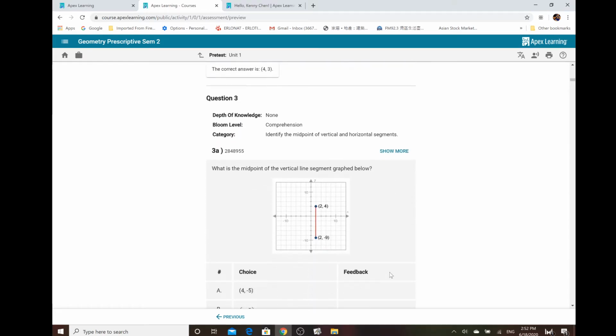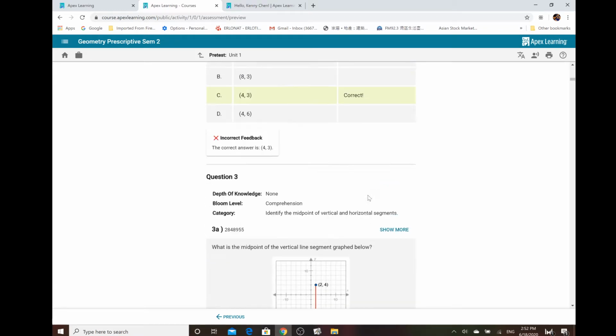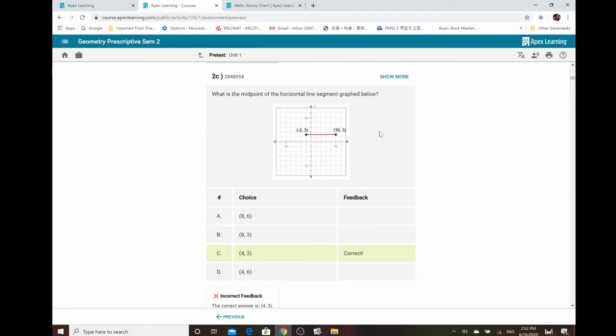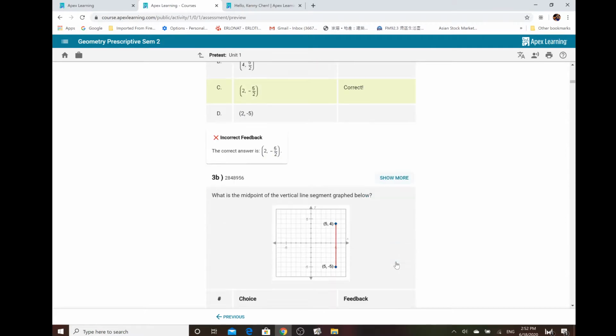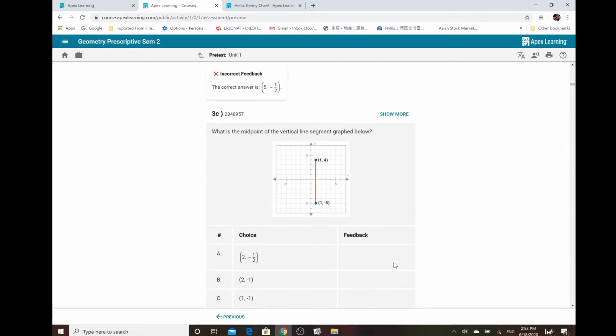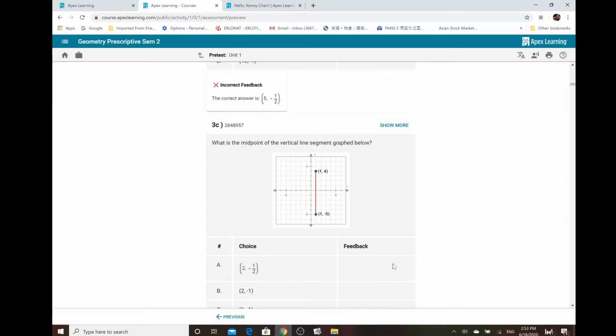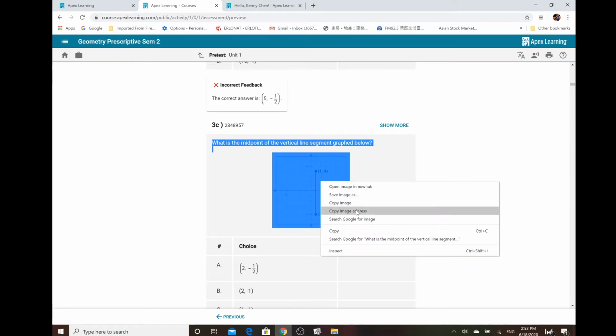So question number 3: what's the midpoint? Using the same kind of formula, we can get that. It doesn't matter what kind of line you deal with, whether it's straight, horizontal, vertical, or slanted, we use the exact same midpoint formula. So let's do the one with the vertical line segment. You know what? I'll do 3C. It looks like that one is going to have fractions for the final solution. What's the midpoint of the vertical line segment graphed below?